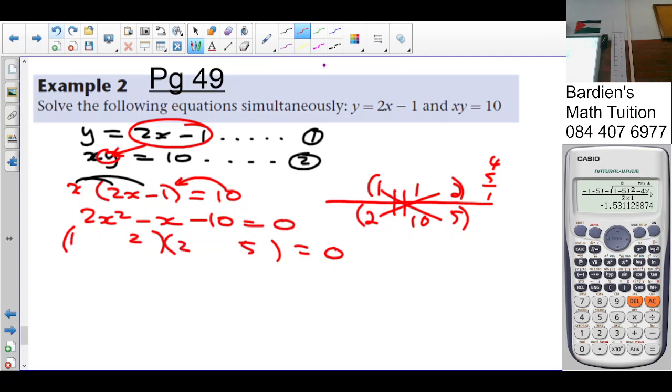But that is if you understand the rules. However, if you don't understand the rules, then use the quadratic formula. Don't let anybody tell you that you're not going to get all your marks. You will get them. Don't worry.